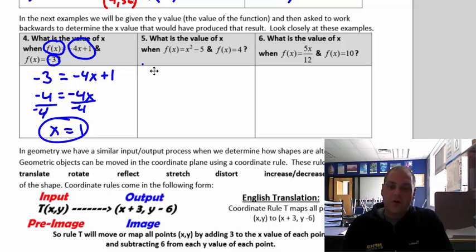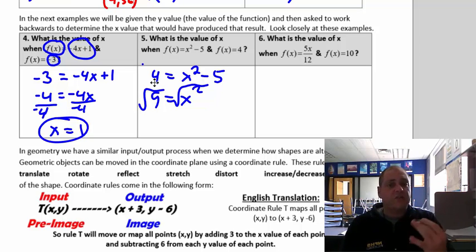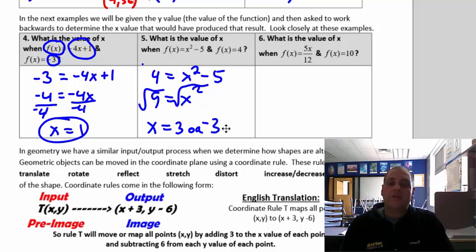This one here, f of x is 4. 4 equals x squared minus 5. Add 5, you get 9 equals x squared. The way to solve an equation with x squared is to take the square root. Now you may recall from algebra that when you take the square root of a positive number, you actually get 2 answers. The square root of 9, you might be thinking it's 3. Well, it is, but what else? It also could be negative 3. So the answer is x equals plus or minus 3. Or you could write it out, 3 or negative 3, just like that.